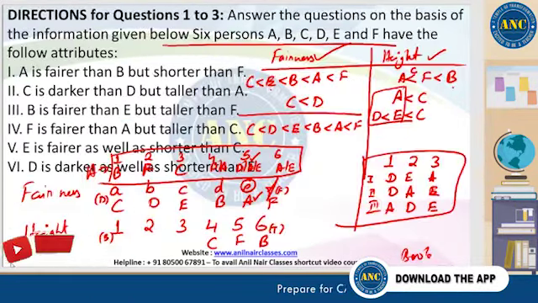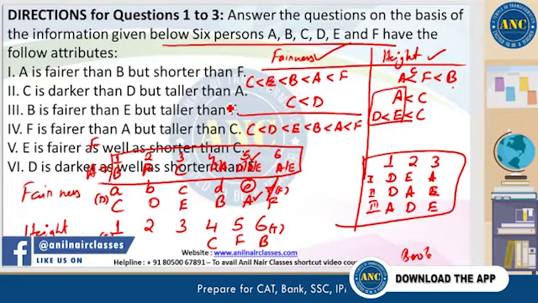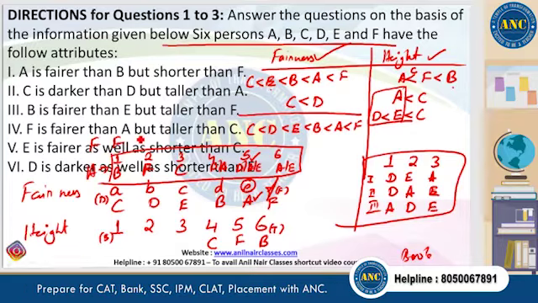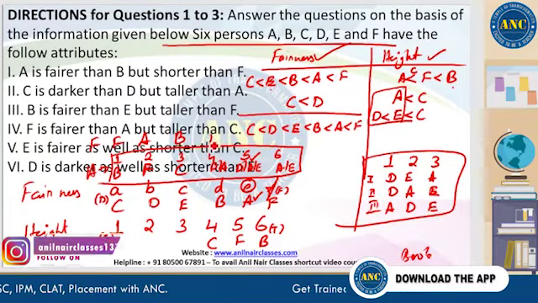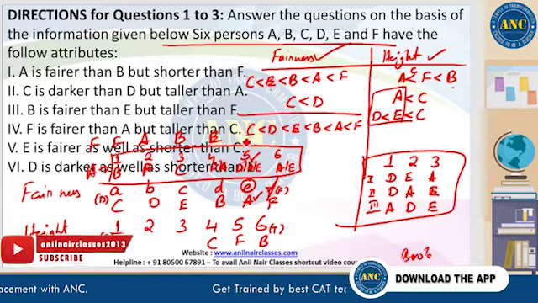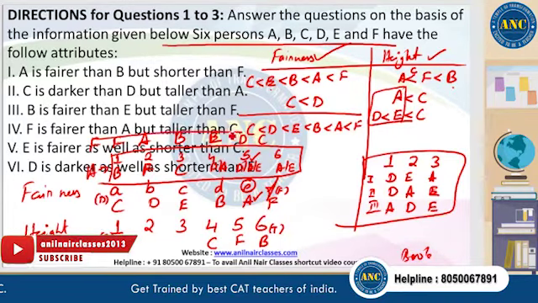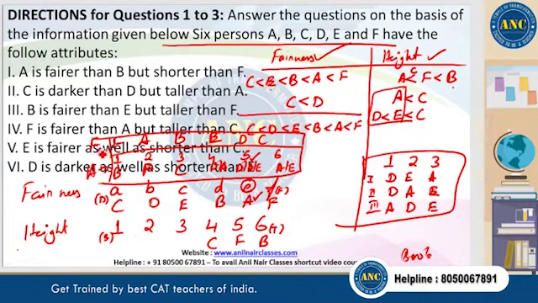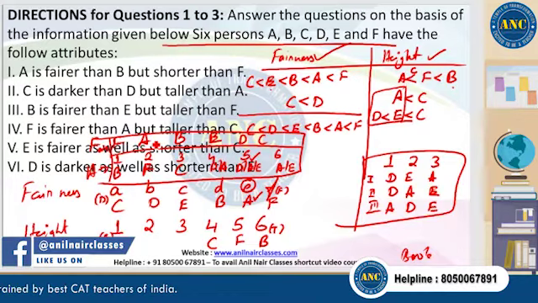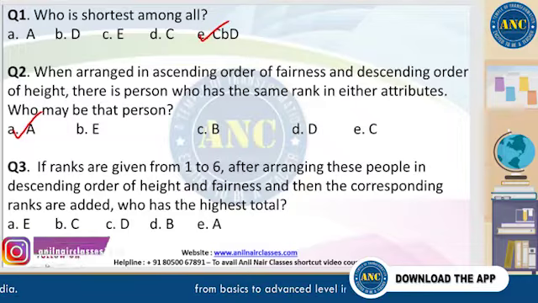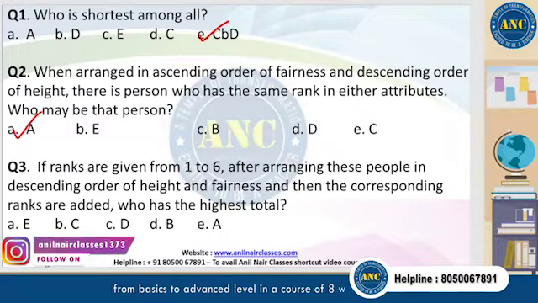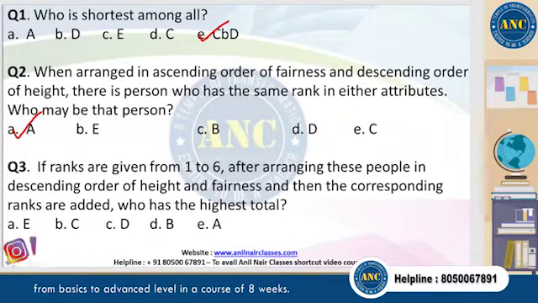So if you're talking of fairness, nothing will change. If you're talking of fairness, 1 corresponds to descending order. That would be F, A, B, E, D and C. That's the fairness. Then what's the question? The question is, the corresponding ranks are added. Who has the highest total?